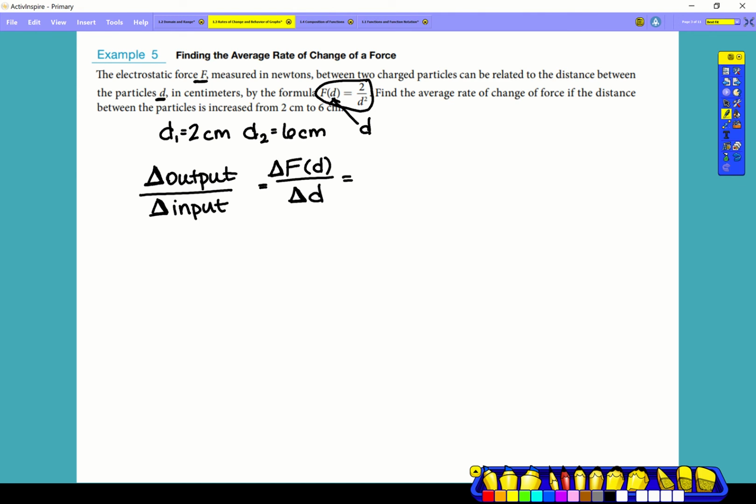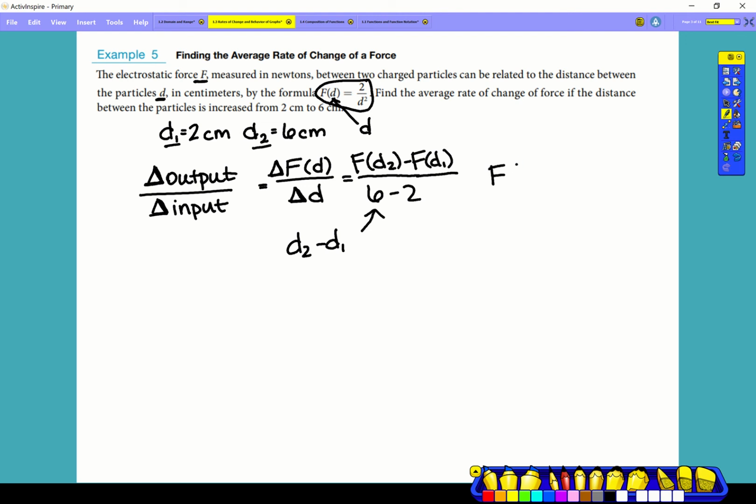Now, my change in D is going to be 6 minus 2, right? Because that's D2 minus D1. And my change in F is going to be F of D2 minus F of D1, right? These guys on the bottom are D2 minus D1. They've got to stay in that order.